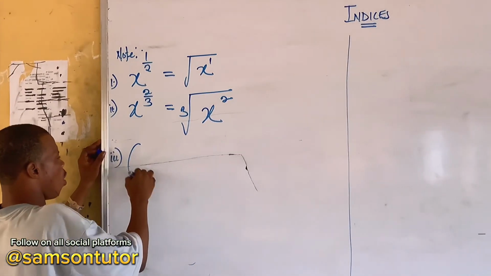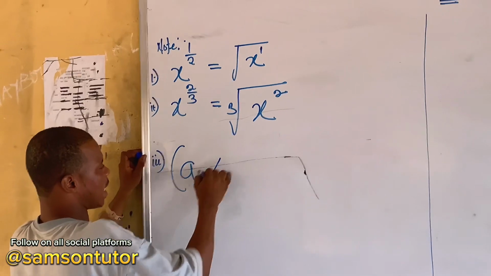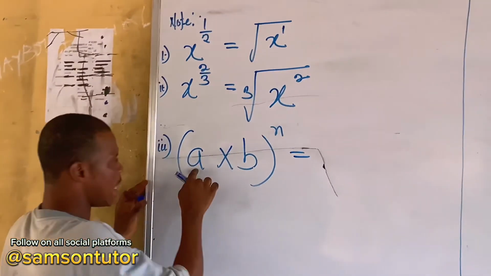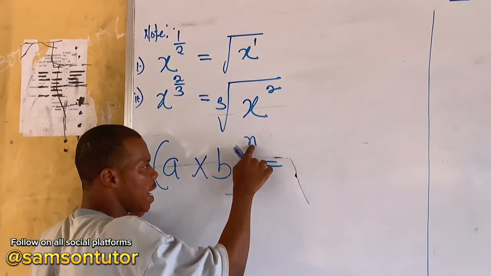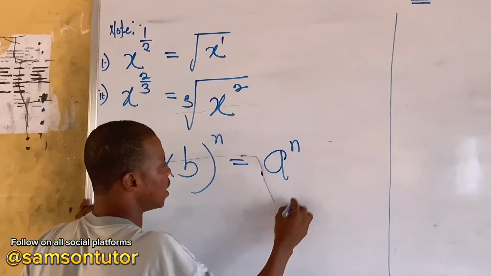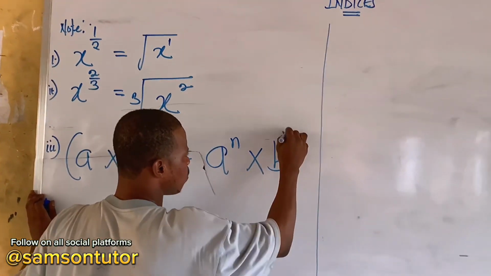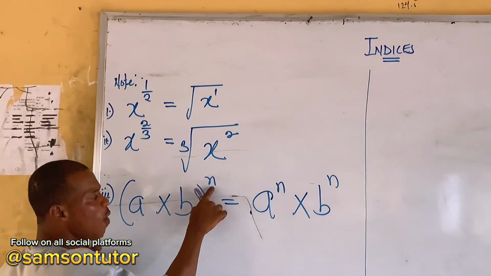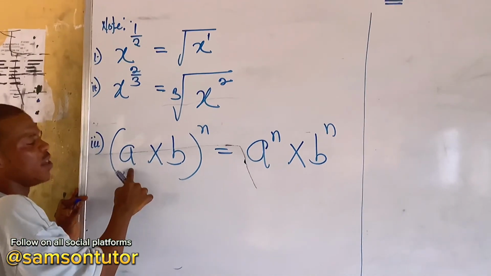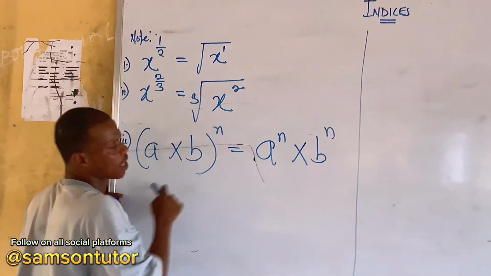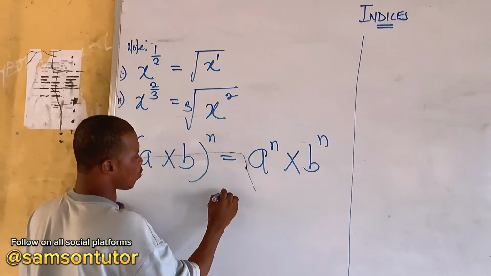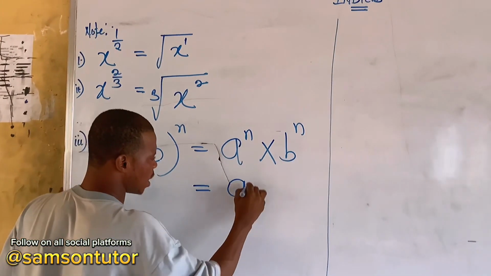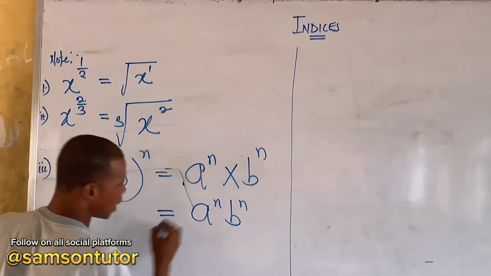So we proceed with figure 3. We have open bracket a times b, close bracket, raised to power n. It's still the same thing as a raised to power n times b raised to power n. That is, whenever the bases are multiplying each other, the power outside belongs to every base inside the bracket.